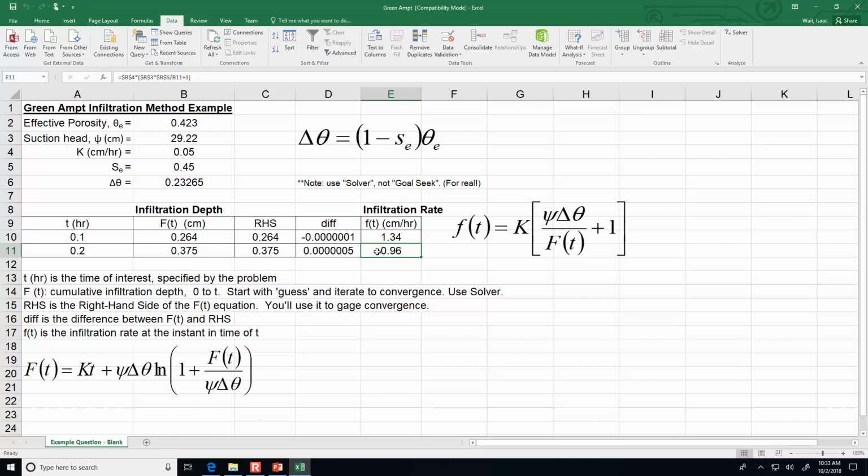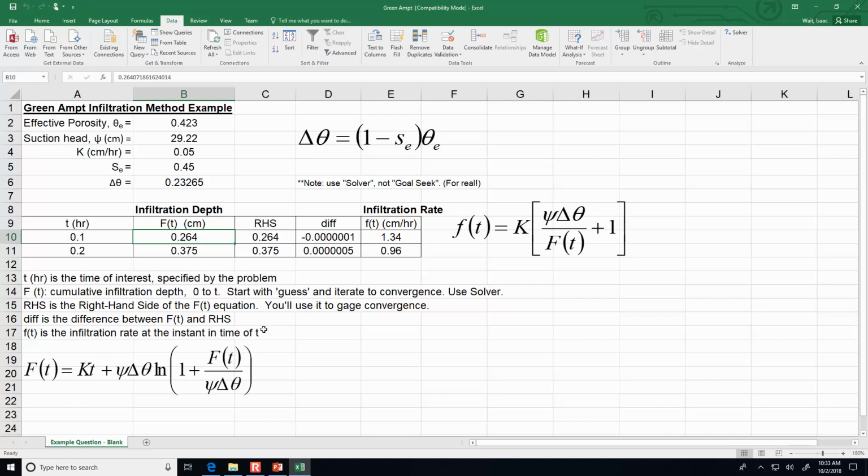For the first calculation of infiltration depth, we just take K times T. Oh, the initial guess? Yeah, the initial guess was just K times T. But we don't have to sweat it. If you put anything in there, then Solver is going to eventually be able to converge. It just converges a little faster if you start with a reasonable initial guess.